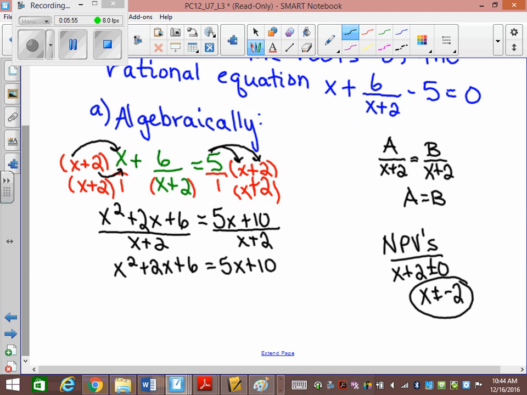The reason why we have to state our NPVs is we have to check at the end for extraneous roots. If our root is an NPV, it doesn't work. Okay? So now we can just solve this.